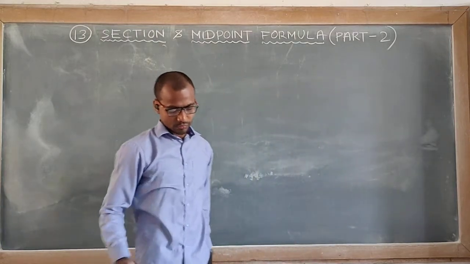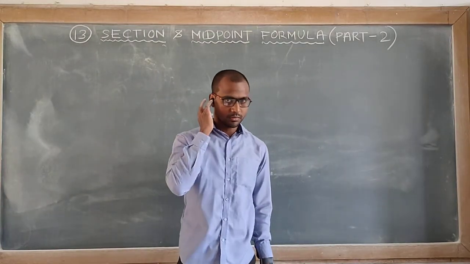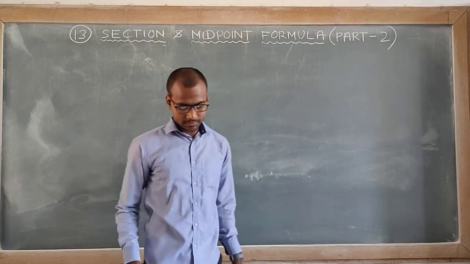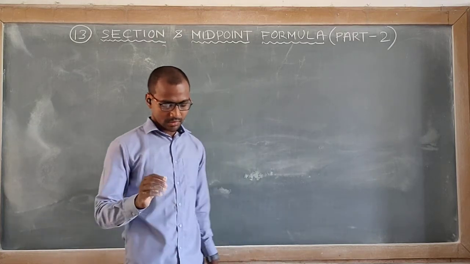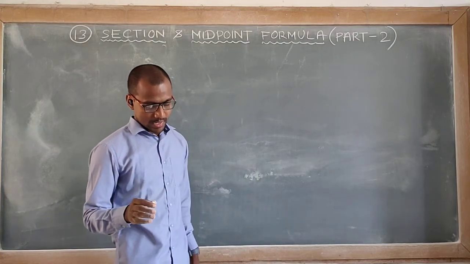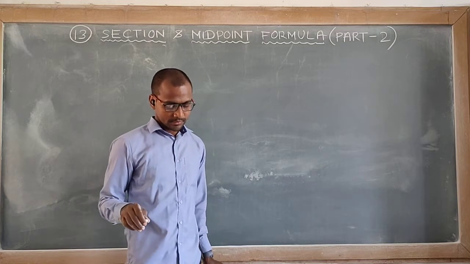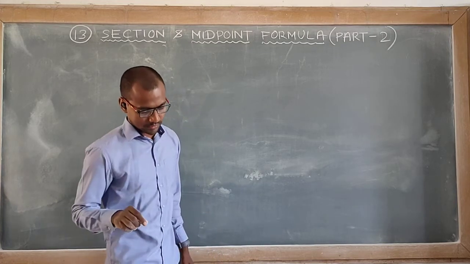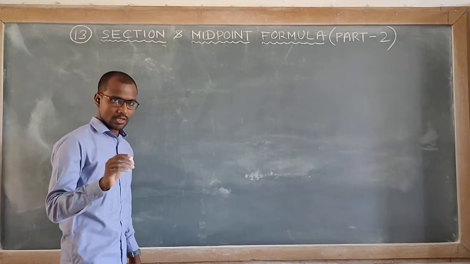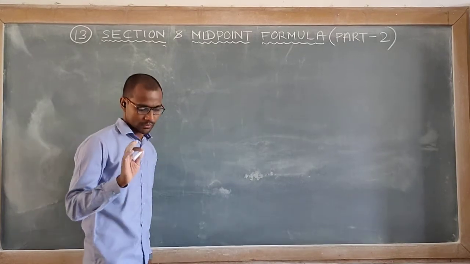Next, question number 6. In what ratio is the line A(0, 3) and B(4, -1) divided by the x-axis? Okay. So again you have to understand the geometry, then only you will be able to solve it.